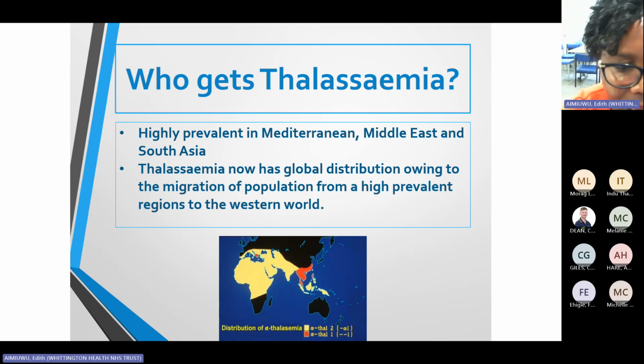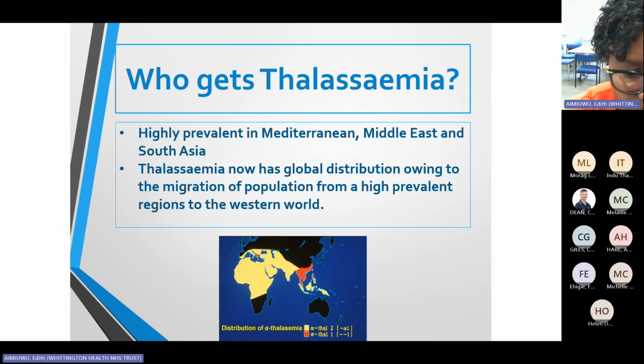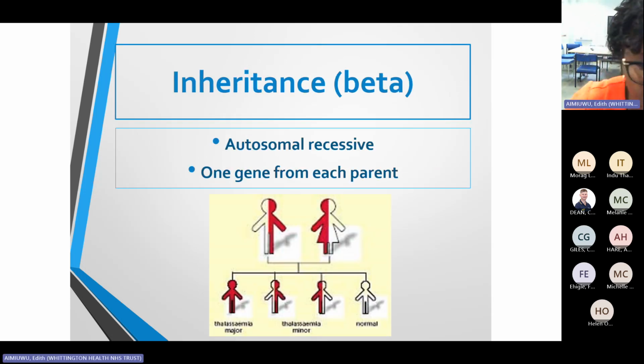And now, who gets thalassemia? Thalassemia is usually prevalent in the Mediterranean, the Middle East, and South Asia. However, that is no longer the case. Thalassemia now has a global distribution owing to the migration of population from high prevalent regions to the Western world. This is the inheritance of the beta. You can see beta thalassemia is an autosomal recessive gene, 1 gene from each parent.